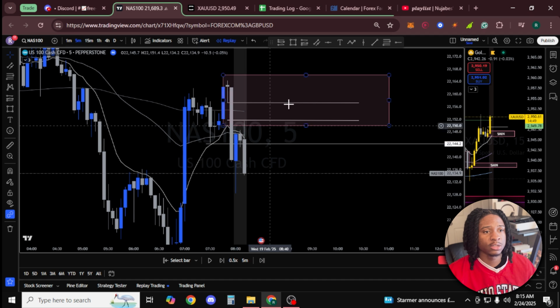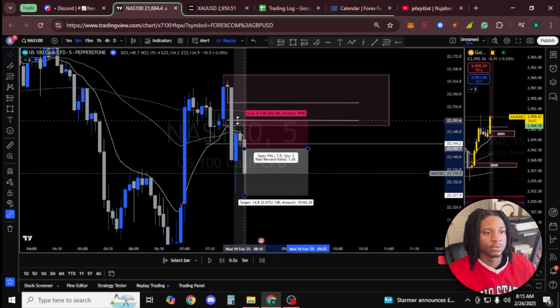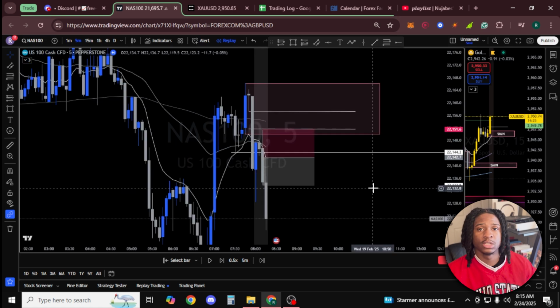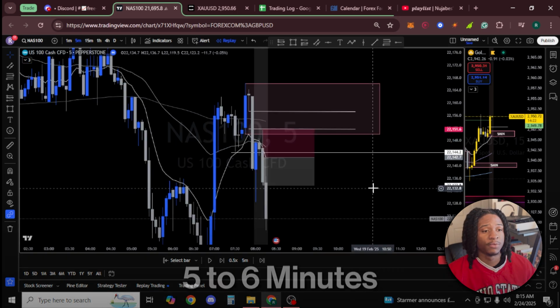As it came back down here, I will get in at break of candle. My entry would look something like this. Stop loss at the swing high, and of course my take profit at 1-to-1. As you see here in real time, my take profit would have been hit in 5 to 6 minutes.